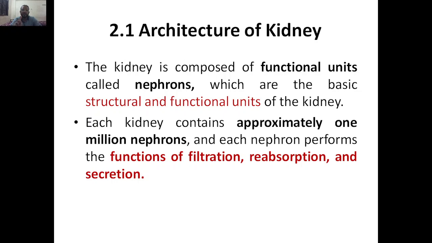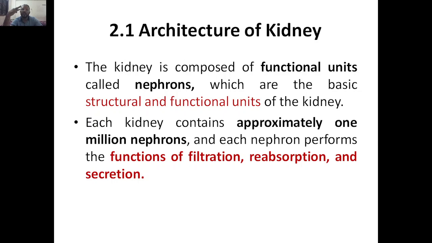Every nephron performs the functions of filtration, reabsorption and secretion. These are the major 3 functions done by the kidney. Obviously kidney acts as a filtration system, but along with filtration it also does reabsorption of certain hormones and electrolytes, and then secretion. Some hormones it will secrete, for example renin, which in the previous class we discussed is secreted in the kidney. So it has filtration, reabsorption and secretion.